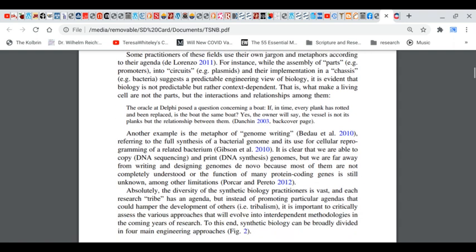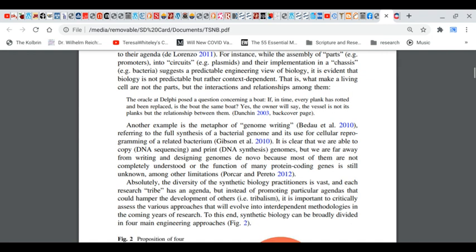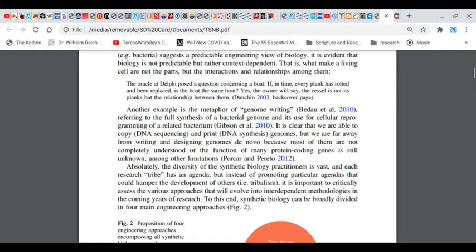Another example is the metaphor of genome writing, referring to the full synthesis of a bacterial genome and its use for cellular reprogramming of a related bacterium. It is clear that we are able to copy DNA by sequencing and print DNA by synthesizing genomes, but we are far away from writing and designing genomes de novo because most of them are not completely understood, or the function of many protein coding genes is still unknown, among other limitations.